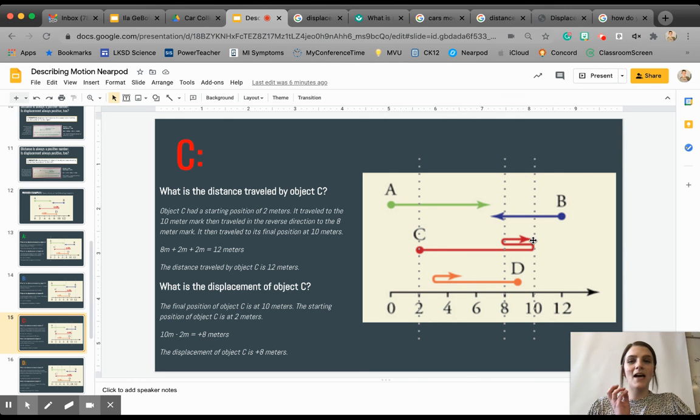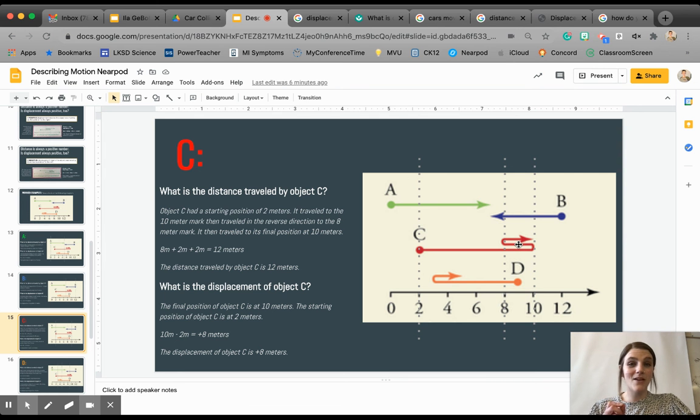Okay. Now, the total distance being traveled, we have to add together each of those little intervals. So the first one from 2 to 10, that's 8 meters that object traveled. Then we add together the fact that it traveled 2 meters backwards, and then we add 2 meters going forwards. So 8 plus 2 plus 2 gives us a total distance of 12 meters that object traveled.